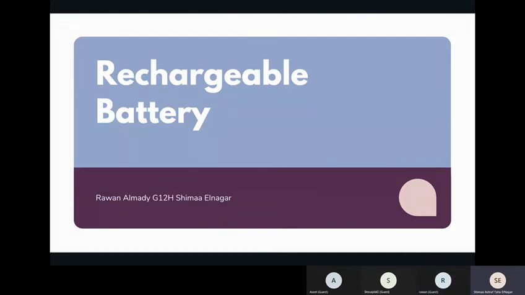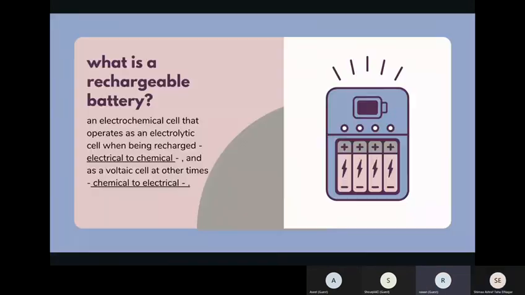So good luck. My project is about a rechargeable battery. So what is a rechargeable battery? It's an electrochemical cell that operates as an electrolytic cell when being recharged, and as a voltaic cell at other times. As we all know from before, an electrolytic cell converts electrical to chemical, and a voltaic cell converts chemical to electrical.